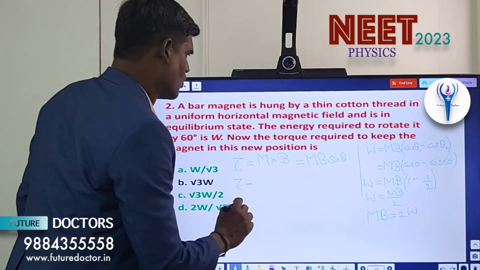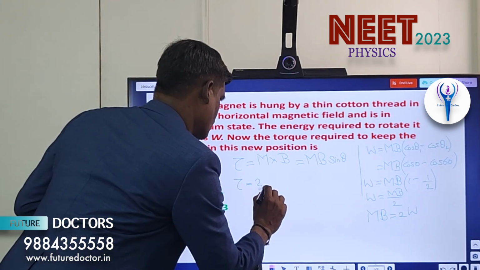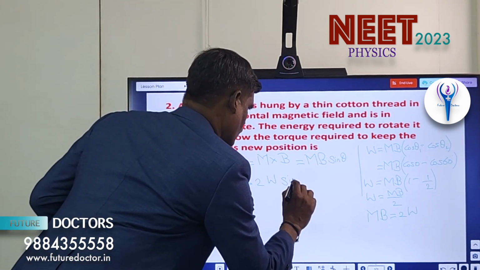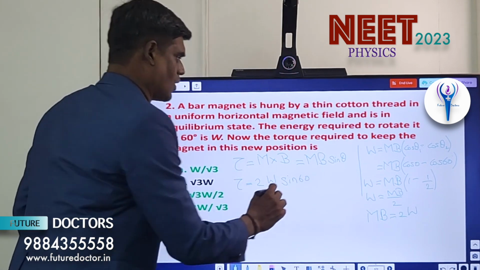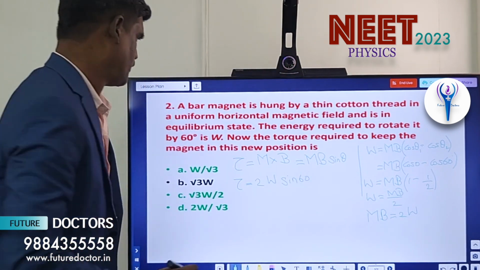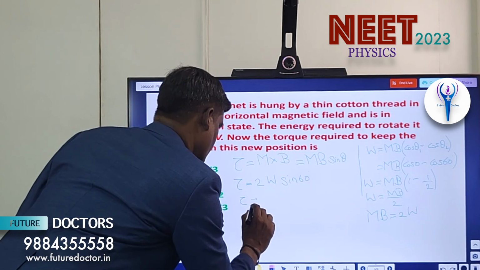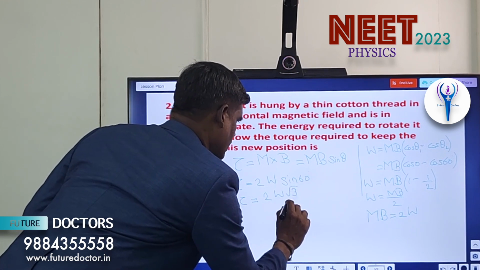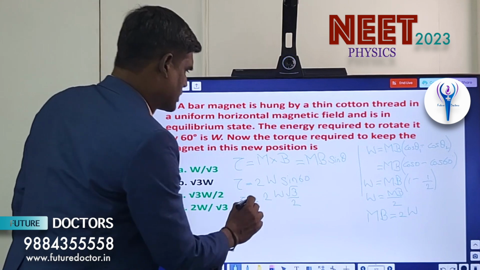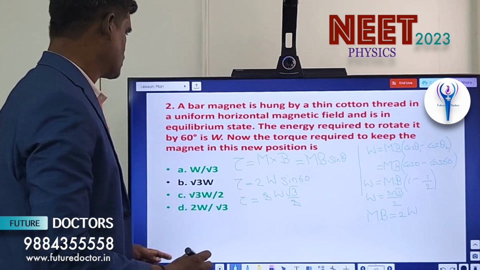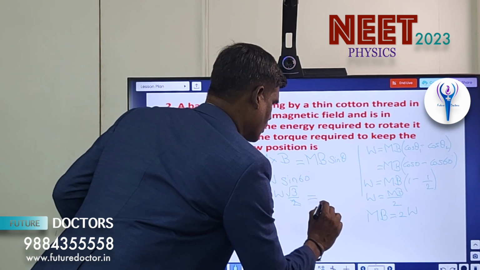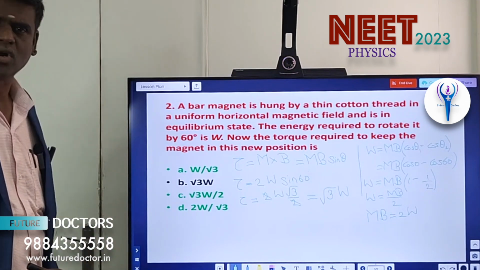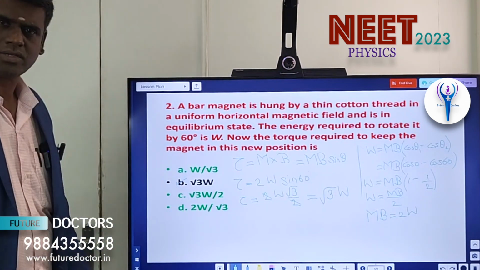Tau equal to MB, which is 2W, into sin 60. What's the value of sin 60 degree? Root 3 by 2. Then tau equal to 2W into root 3 by 2. This 2 gets cancelled, so root 3 W. Root 3 W, that is option B. Option B is the correct answer.